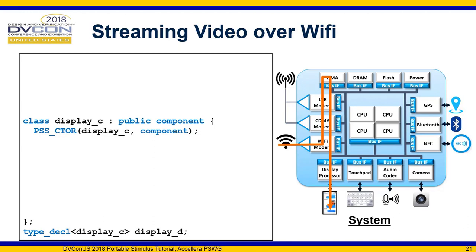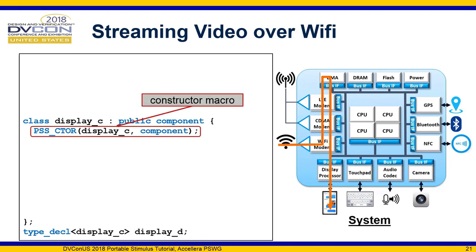So we are defining a class display component. It inherits from some object in the PSS library, right, called component. And he has a constructor that takes a particular form, right? And that form is always this PSS macro that takes 2 arguments, the name of the class we're defining and the name of the class it inherits from. And it does some clever connection with that that's very similar to what's happening in System C.